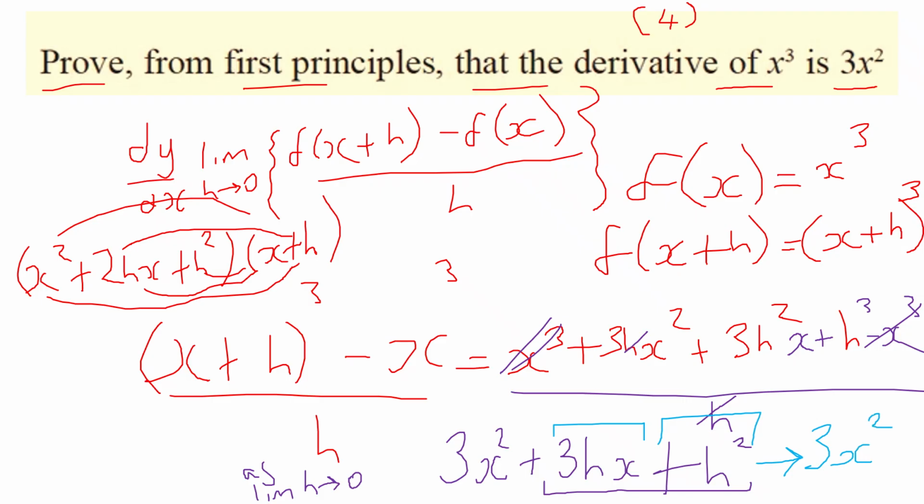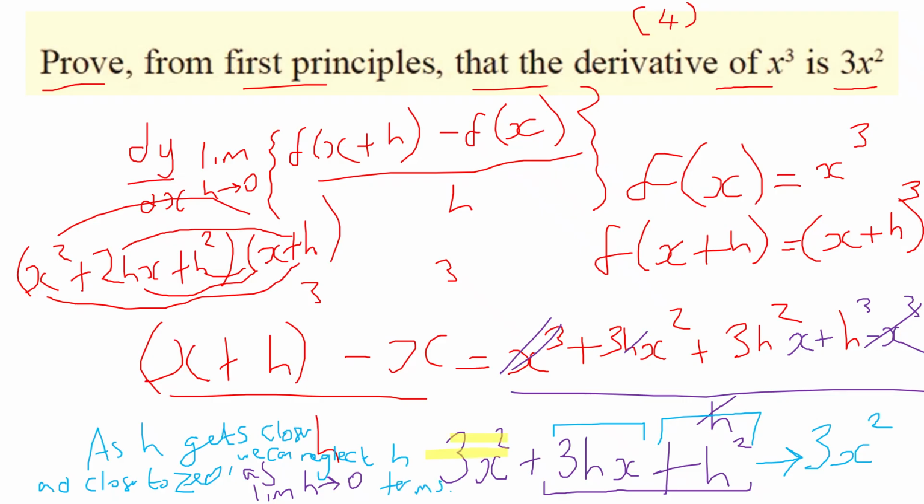So write that in words: as h gets closer and closer to 0, we can neglect any terms that have an h in, terms in h, or h terms, giving us 3x squared as our final answer, as required or as requested in the question, or as demanded in the question. Okay, hopefully that makes sense.